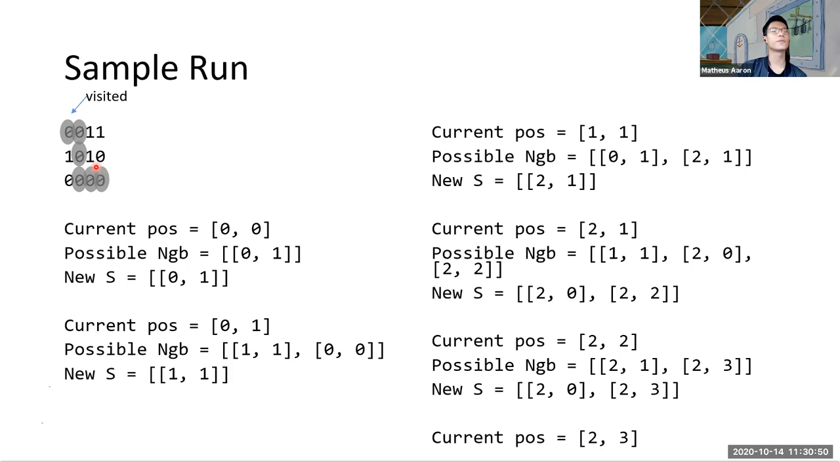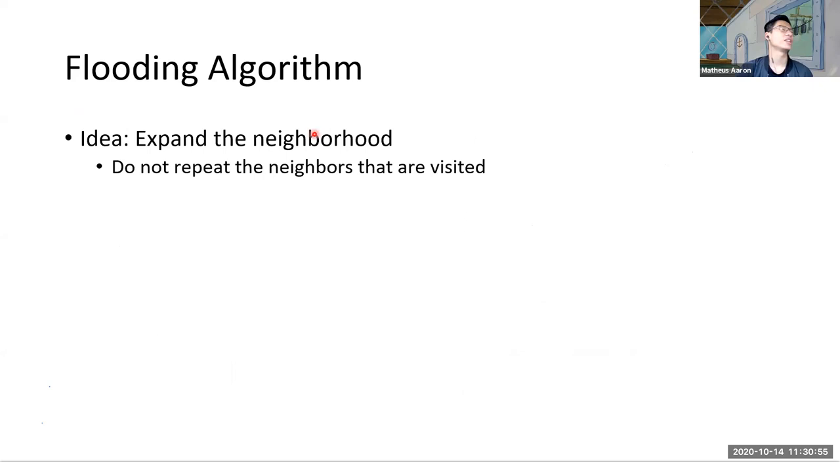Okay. So this is called the flooding algorithm. The idea is to expand the neighborhood and you don't repeat the neighbors that you visited. So okay, this one, if you don't understand, it's perfectly fine, because this is what we call algorithms.